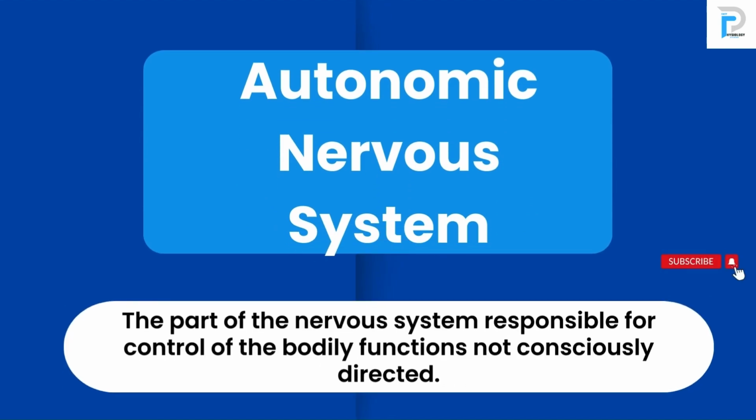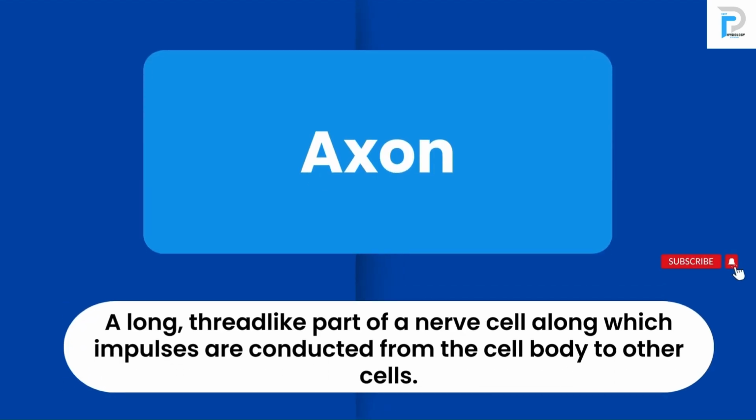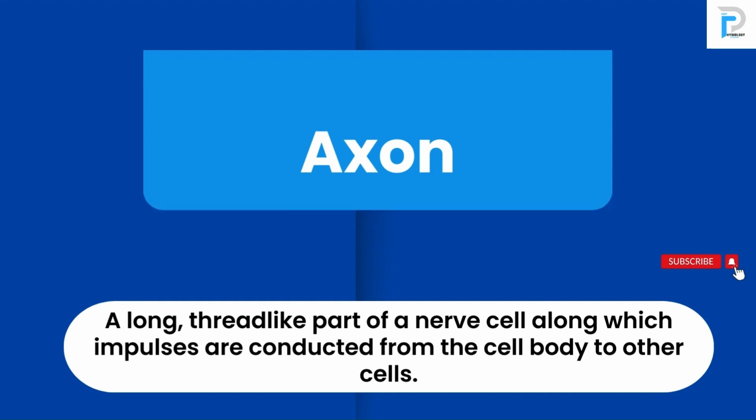Autonomic nervous system. The part of the nervous system responsible for control of the bodily functions not consciously directed. Axon. The long, thread-like part of a nerve cell along which impulses are conducted from the cell body to other cells.